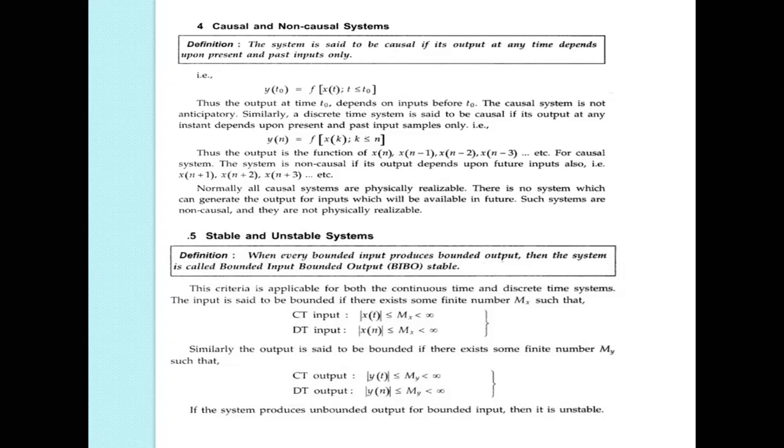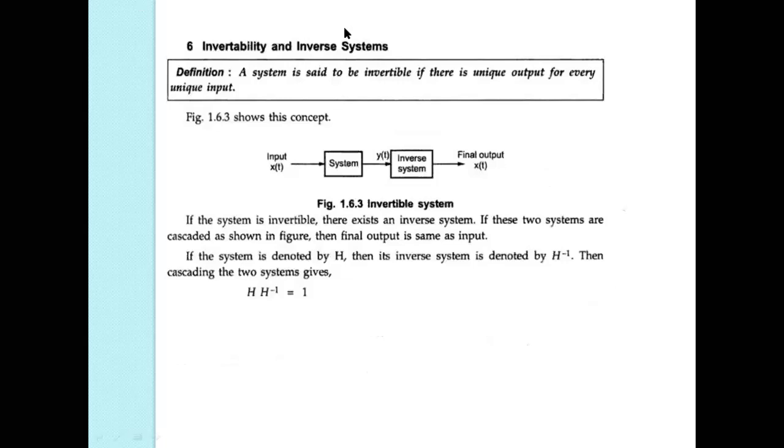Okay, my dear students. And coming to the last one, the sixth one, invertibility and inverse system. A system is said to be invertible if there is a unique output for every unique input. Means the input maps to the output, and the output maps back to the input only.